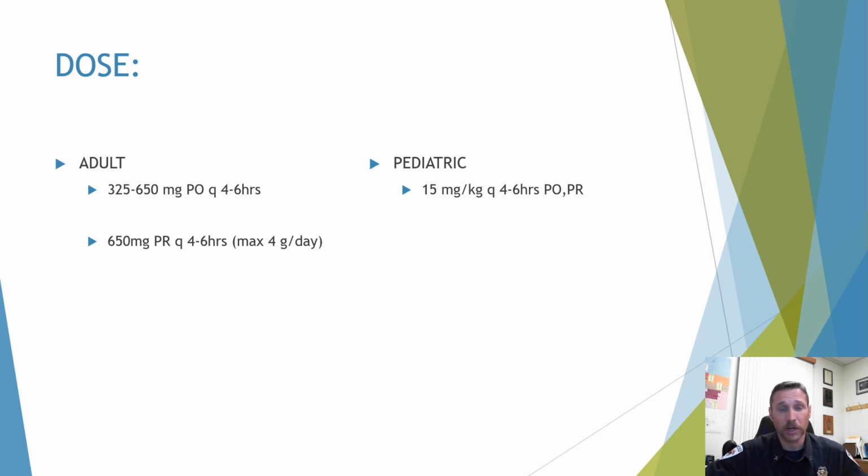For your pediatric population, our dosing regimen that we're shooting for is 15 milligrams per kilogram. We'll do that every 4 to 6 hours. We can give that PO or perirectal. And then again, there's no max listed there. We want to stick to that weight-based administration.